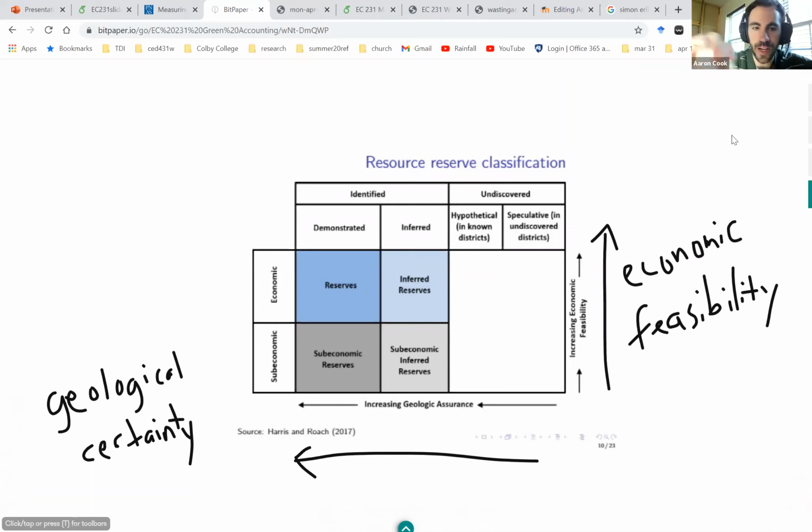So up in the upper left-hand corner, we have reserves that we're very confident exist, and we also are able to extract them at current prices and technology. So when we think about the stocks of reserves in a country, that's what we mean. We mean reserves that are clearly identified and also very, very easy for us to obtain.